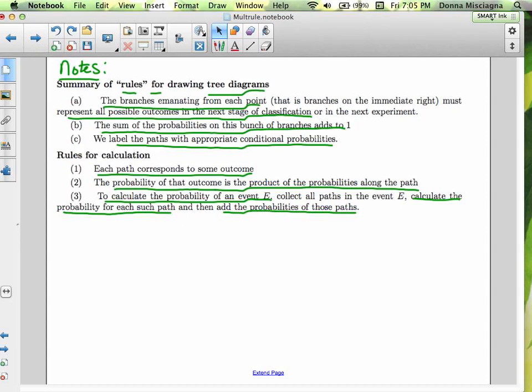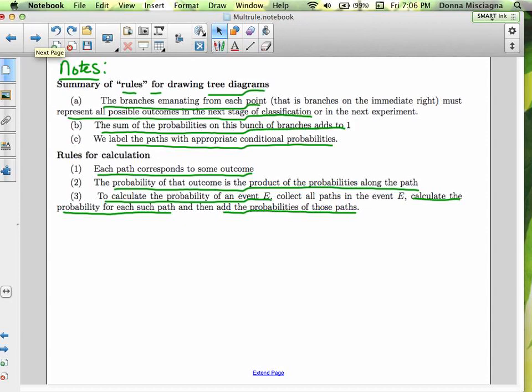Branches must represent all possible outcomes for the next stage. You can just shorten that a little bit. Second, the sum of all the probabilities on any branch, not even this branch, but any branch, adds to 1. So you can just put: sum of probabilities on a bunch of branches adds to 1. You can shorten that a little bit, just make sure it's still clear with the meaning. And then you label your paths with appropriate conditional probabilities.